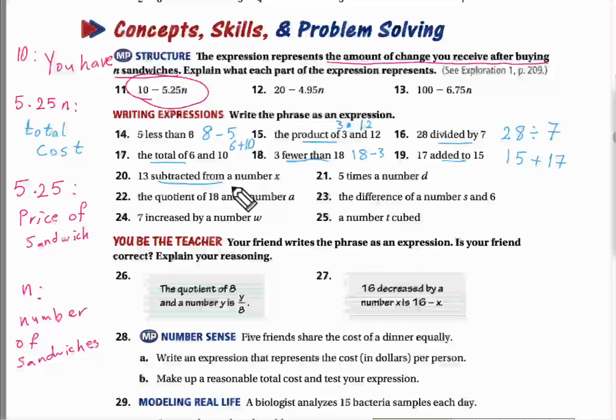Subtracted from a number X, 13. Subtract 3. Subtracted from means subtraction, right? Yeah. So is it 13 minus x or x minus 13? 13 minus x. Are you sure? Because we need to subtract from the x. Oh, yes. So x minus 13. Excellent. We cannot change the order in subtraction. Thank you, Mahir. So we start with the number after subtracted from.